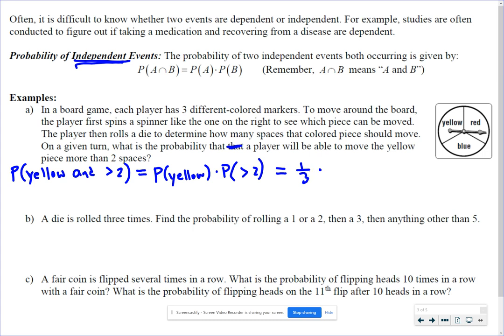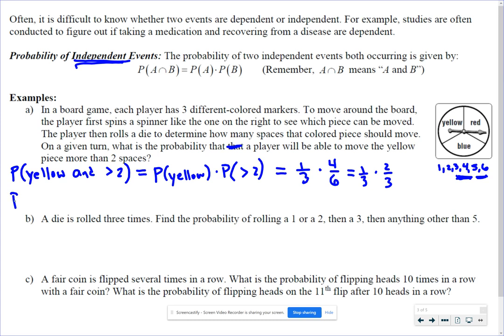And then the probability that our 6-sided die lands on greater than 2. Remember, there are 6 possible outcomes for that die: 1, 2, 3, 4, 5, 6. And greater than 2, there are 4 of those. So the probability of the die landing greater than 2 is 4/6. Number of favorable outcomes is 4, total number of outcomes is 6, so 4/6. We can reduce that second fraction to 2/3.